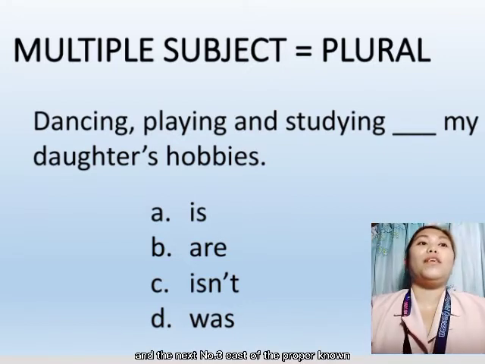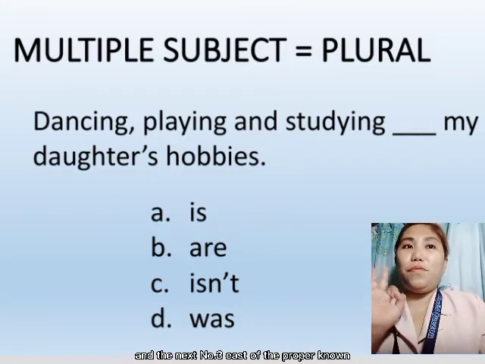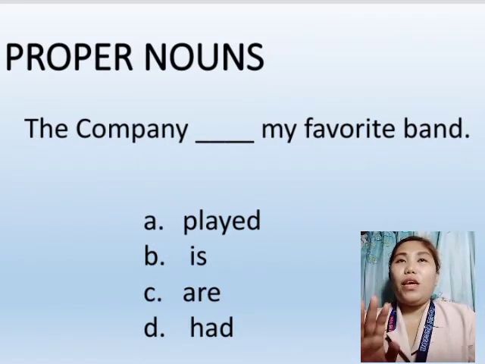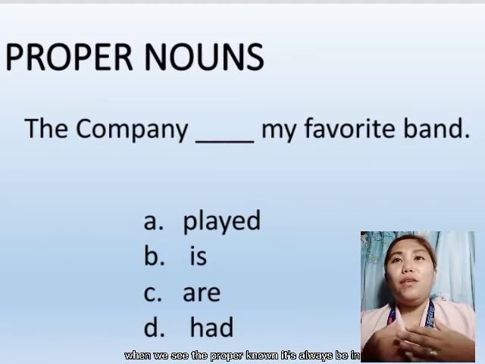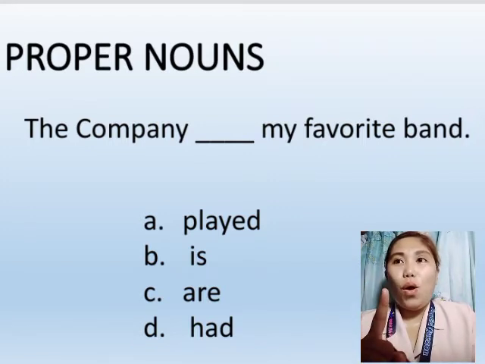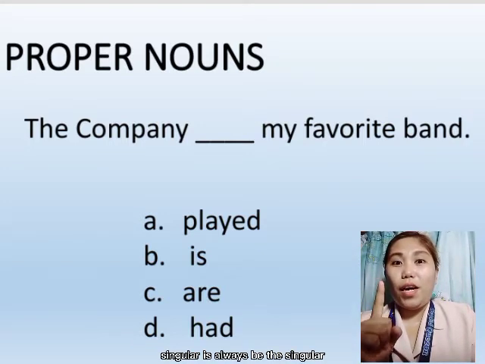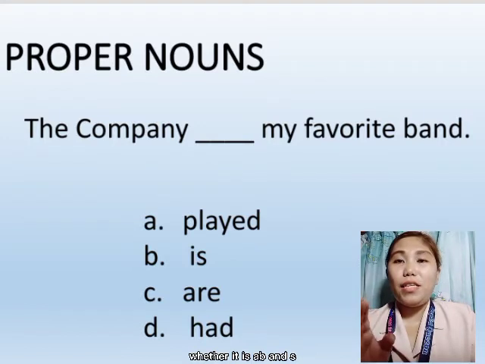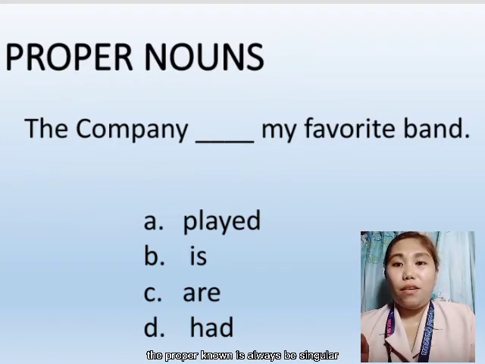And the next, number 3, is the proper noun. When we see a proper noun, it is always singular. A proper noun is always singular, whether or not it has an S.